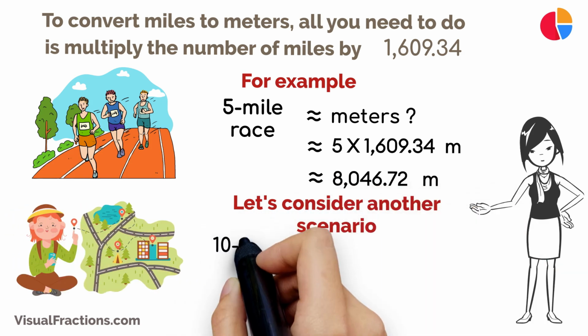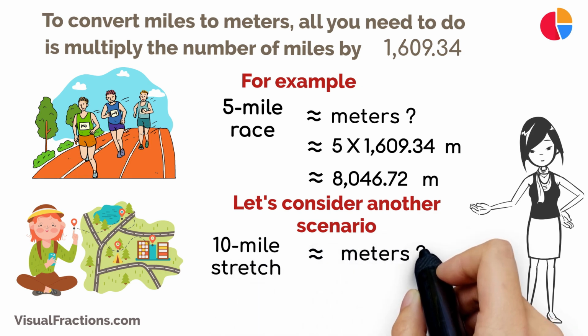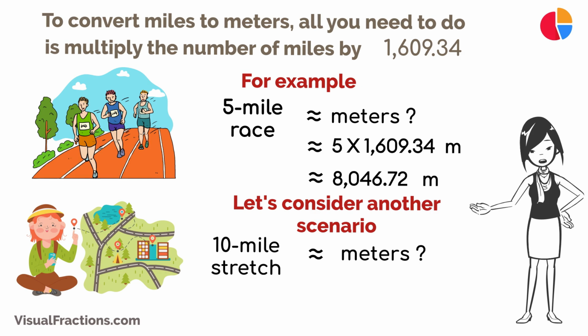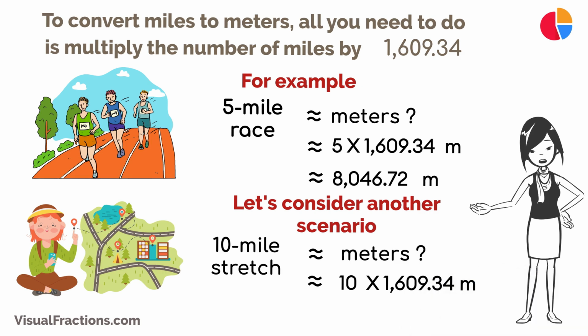If you're a scientist studying geological formations and need to measure a 10-mile stretch, converting it to meters is easy. Just multiply 10 miles by 1,609.34 to get approximately 16,093.44 meters. And there you have it.